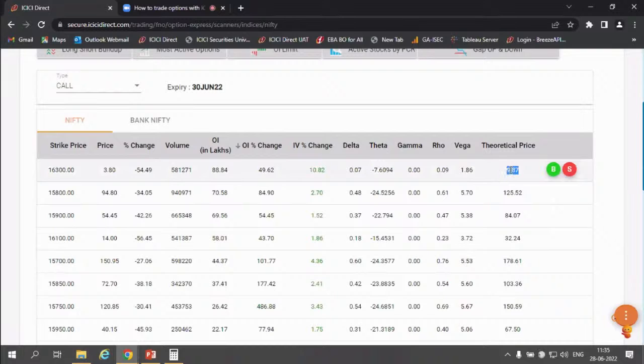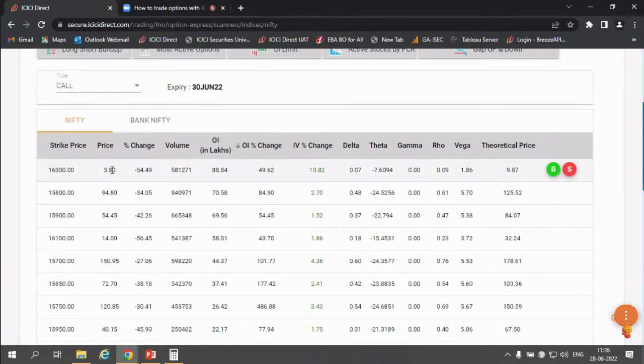Another thing that you will identify here is that for this particular 16300 strike, the theoretical price based on the Black-Scholes model should be about 9.87 rupees, but at the moment the price is about 3.8 rupees. Previously I was mentioning how to identify whether this is overpriced or underpriced. You can identify it from here. Based on mathematical calculation, it should be 9.87 rupees, but in the actual market it is trading at about 3.8 rupees.